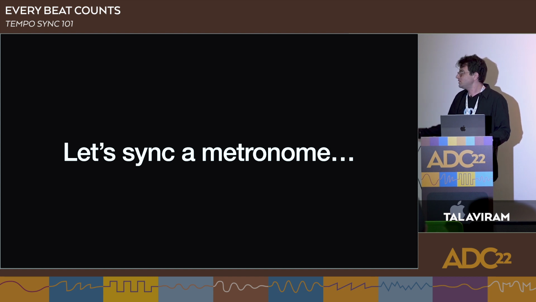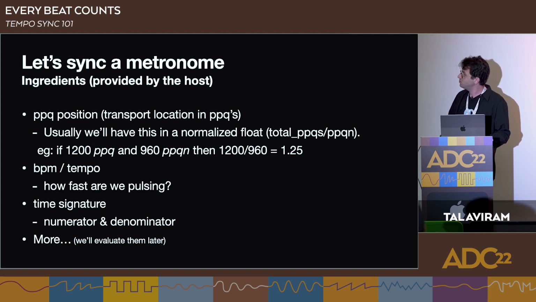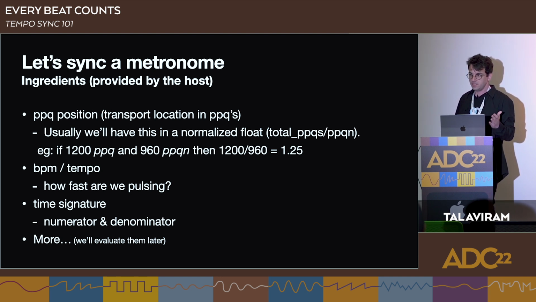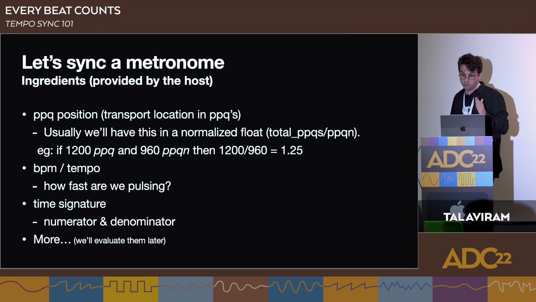So let's start by syncing a metronome from audio. Like in any cooking class, we need a recipe. We start with the PPQ position, which is basically a counter provided by most audio hosts. It's the JUCE way; we're using JUCE here. We always get it normalized, meaning we get a float or double number that says how many quarters have passed and what the normalized ratio of the current quarter is.